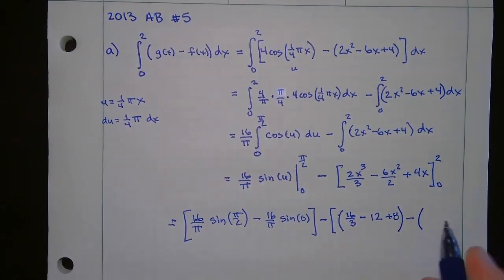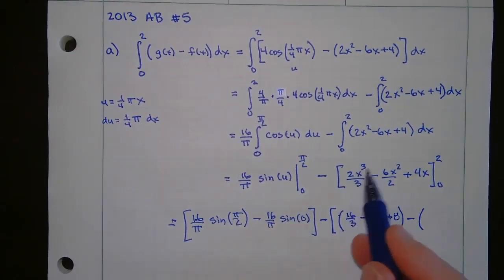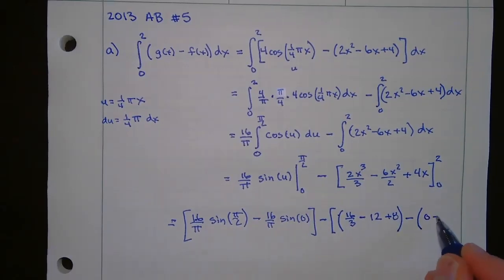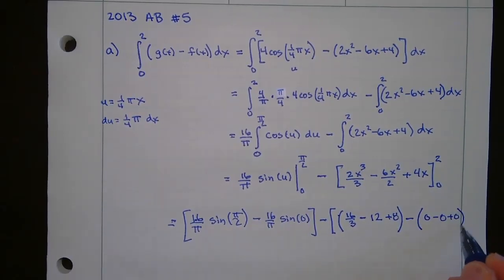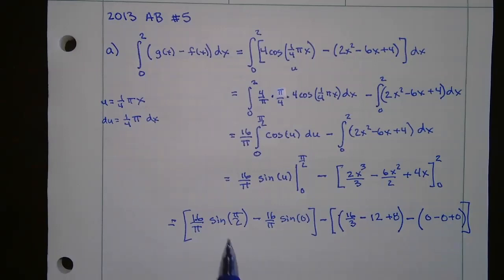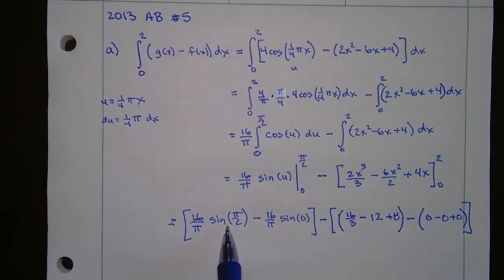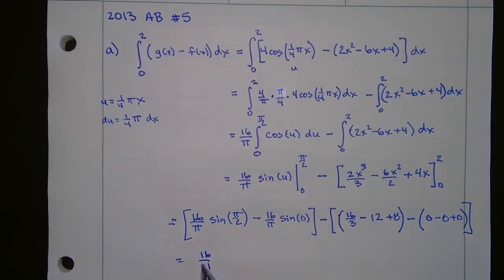Minus, parenthesis, now I'm putting 0 in, right? So this would be 0, minus 0, and then plus 0, so that'd just be 0. Okay, so what is sine of pi over 2? Well, it's 1, right? So this would equal 16 over pi minus, and what's sine of 0? Well, sine of 0 is 0, right? So this whole thing right here is just going to be 16 over pi. And then minus, and this is going to be 0, so we're not going to have to worry about this part of it, okay?